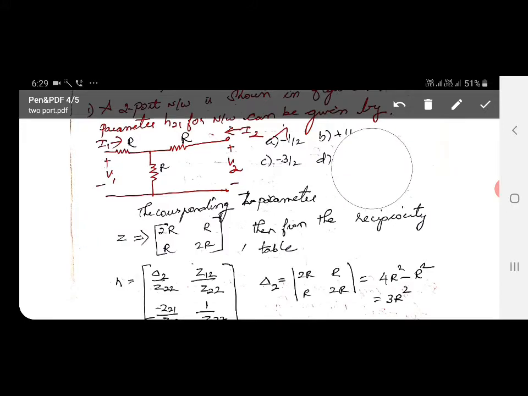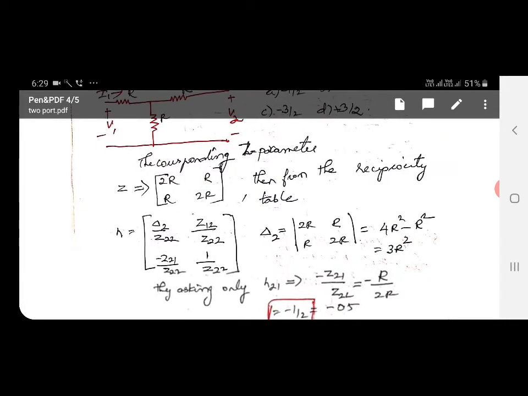Then in the question they are asking for h21. The h parameter for the corresponding z parameter is del z by z22, z12 by z22, minus z21 by z22, 1 by z22. Here del z is the determinant of the corresponding z matrix, which is 4r square minus r square, which is 3r square.